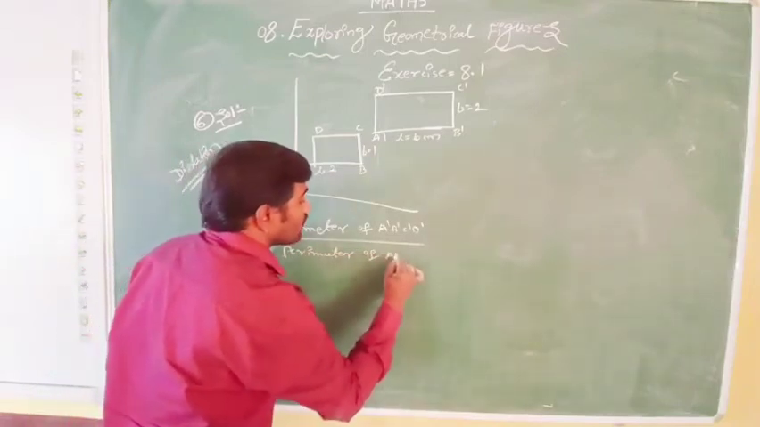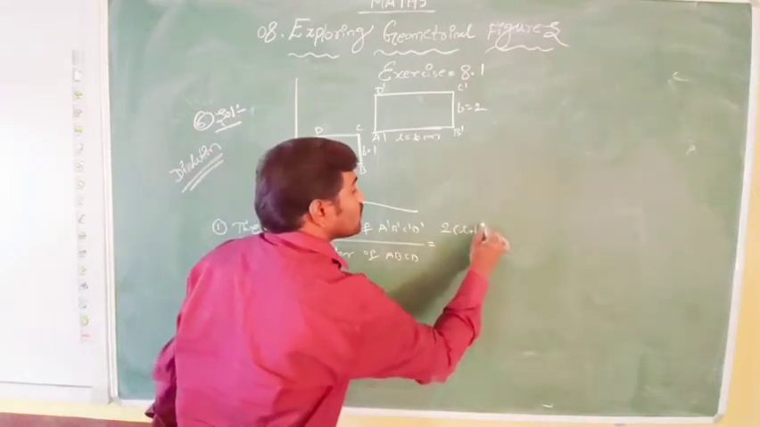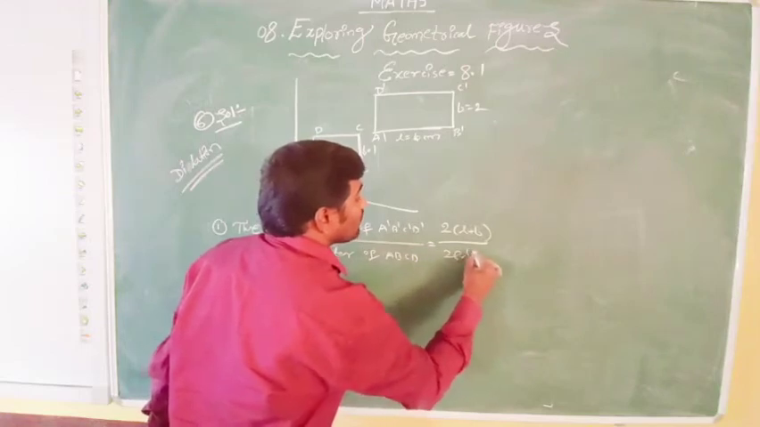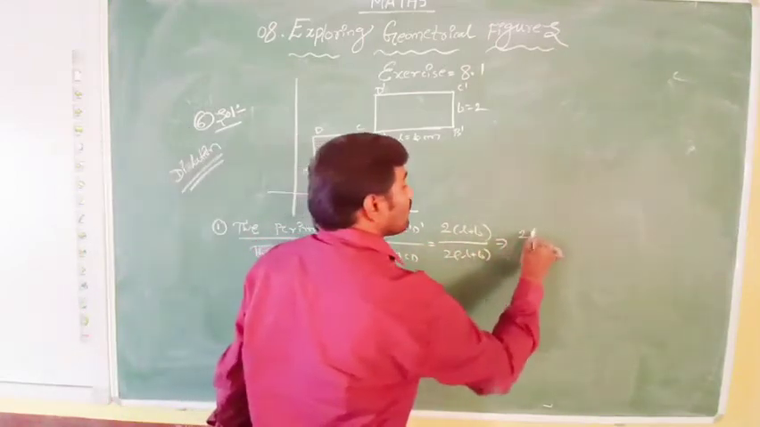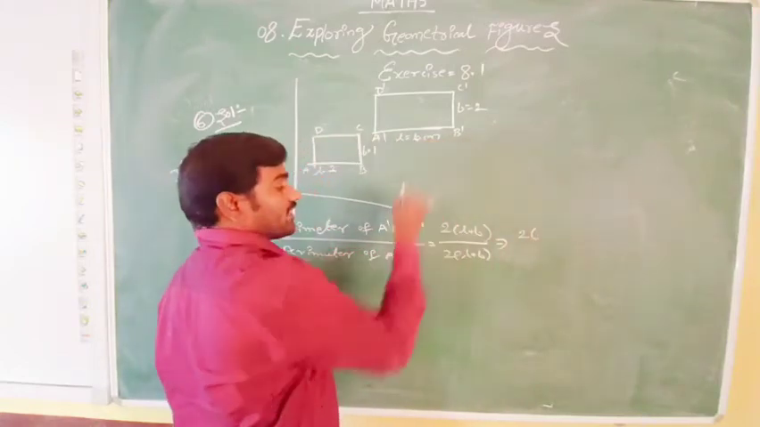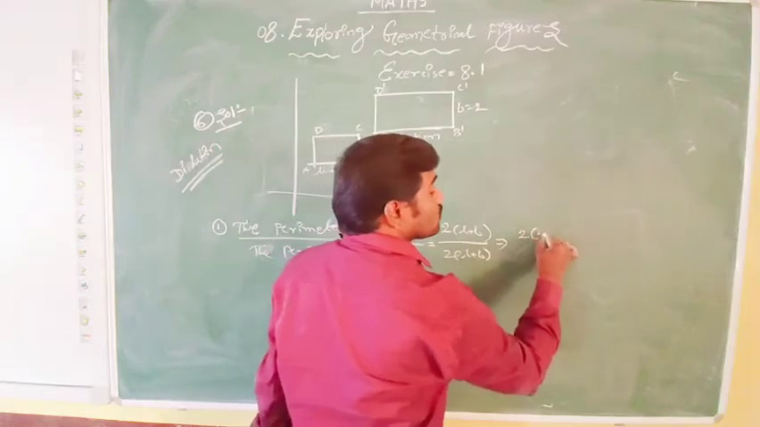Perimeter of ABC. The perimeter formula here is 2 of L plus B. Here also you get 2 of L plus B, but here length and breadth are different. Here 2 of length equal to 4 centimeter. A dash, B dash, C dash: length 4, breadth 2.